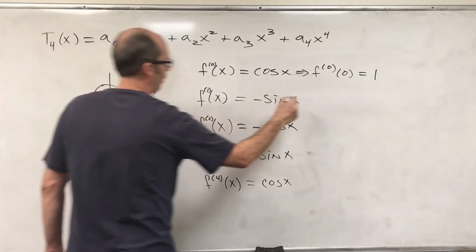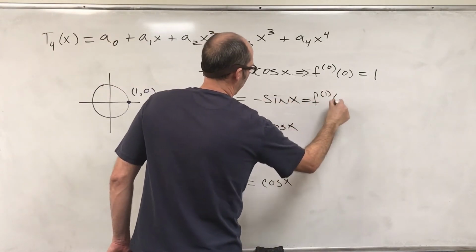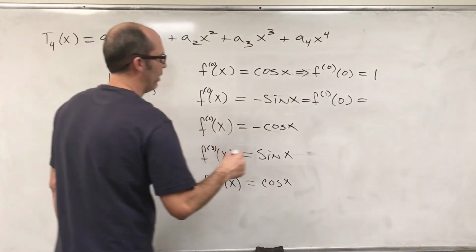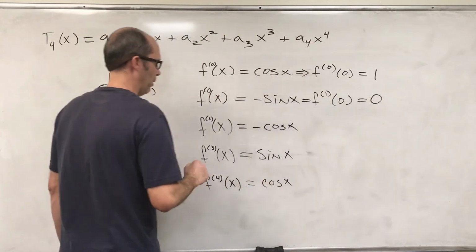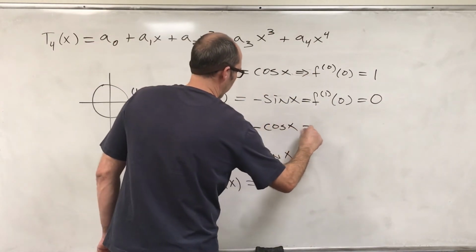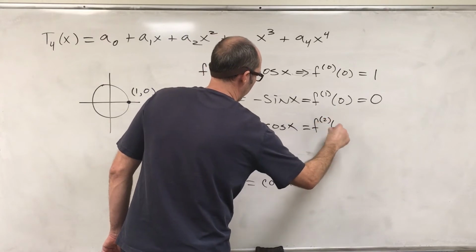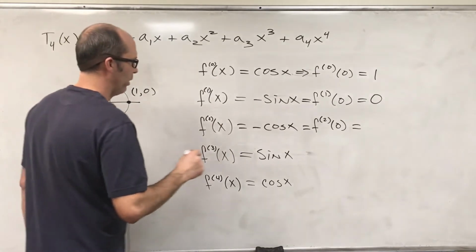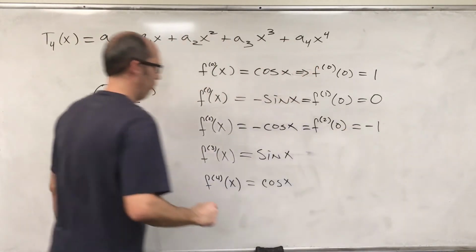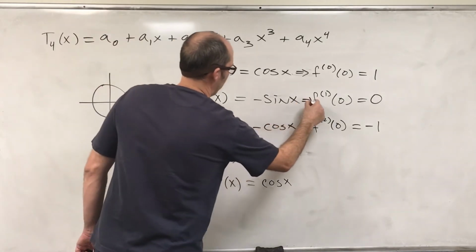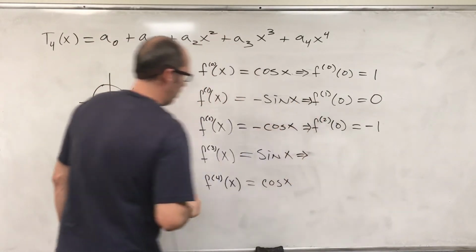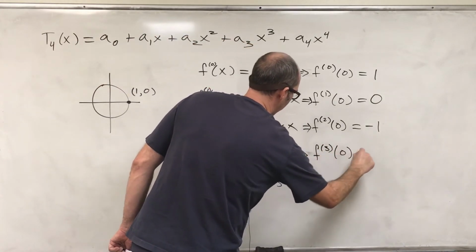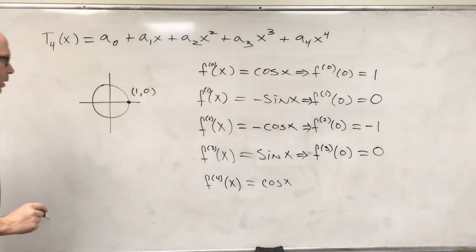f1 of x, okay, so f1 of 0. We have sine of 0. Sine of 0 is 0, that's the y. This is negative cosine of 0, and cosine of 0 is 1. So we've got negative 1. So f3 of 0, 0. Sine of 0, and f4 is cosine of 0, which is 1.